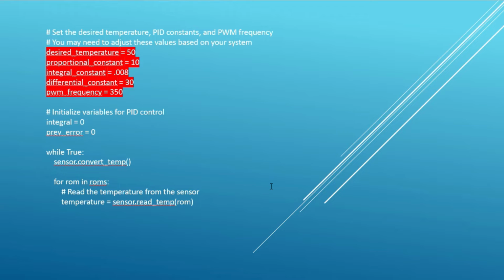These 5 lines of code define the temperature set point, the proportional, integral, and differential constants for the PID loop, and the pulse width modulated frequency that defines the timing for the pulse width modulated signal. Now we initialize a few PID variables, and then we enter a loop. The loop begins by calling a method in the sensor object, which is sensor.convert_temp. This initiates conversion from the temperature sensor. Once the conversion is complete, the temperature is read using a method, sensor.read_temp, and is equated to the variable temperature in the program.